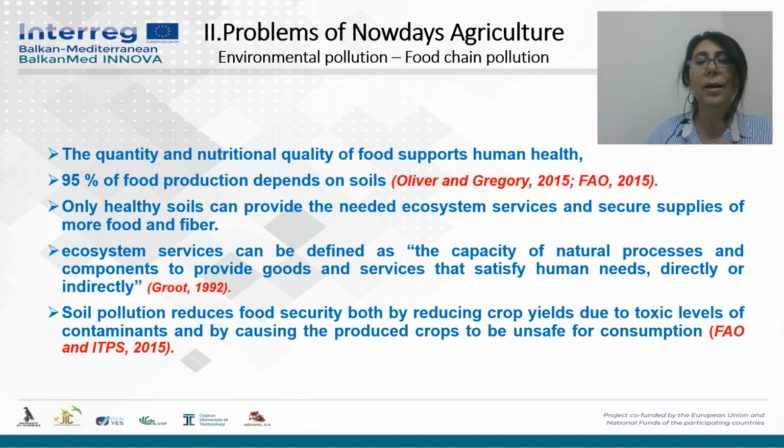But what are ecosystem services? Ecosystem services can be defined as the capacity of natural processes and components to provide goods and services that satisfy human needs, directly or indirectly. Soil pollution reduces food security, both by reducing crop yields due to toxic levels of contaminants, and from the other side, by causing the produced crops to be unsafe for consumption.